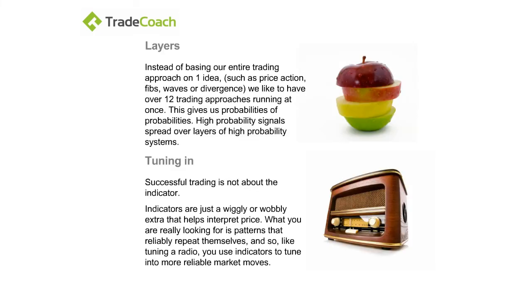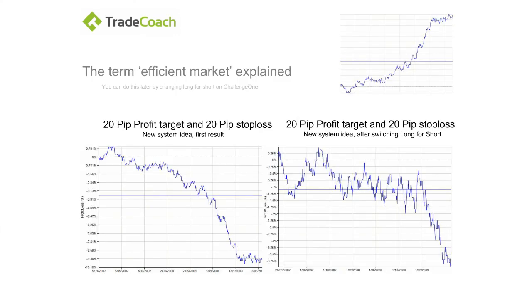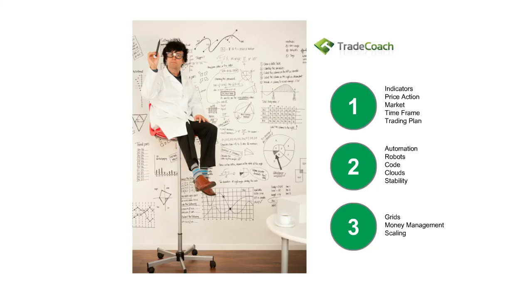Layers. Don't try and have one trading plan that gets you where you want to go. Have a layer of systems running together. And tuning in. Remember how we talked about the profit targets being on those turning points? Also, efficiency. Be aware of just how efficient the market is. If you have a good trading plan that's actually losing all the time, you should be able to flip it and it wins all the time, right? But if you've built something that's a dud anyway, when you flip it, it still loses, and that's just an example of how efficient the market already is.